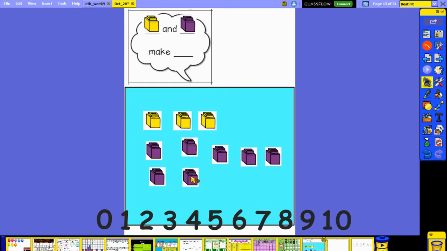Okay, so let's start by saying, how many yellows do we have? We have 3 yellows. There's our 3. How many purples do we have? Let's see. 1, 2, 3, 4, 5, 6, 7. Okay, we have 7 purples.